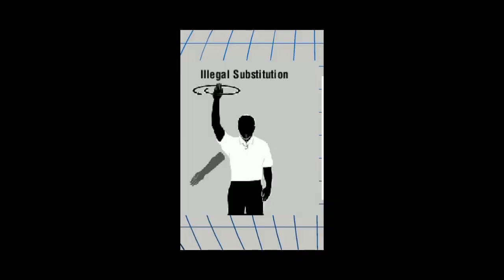A substitution is considered illegal if the team has exceeded the limit of substitutions during a game or when a player is replaced with an unregistered player. It's worth noting that a team will be punished if a player is substituted illegally.